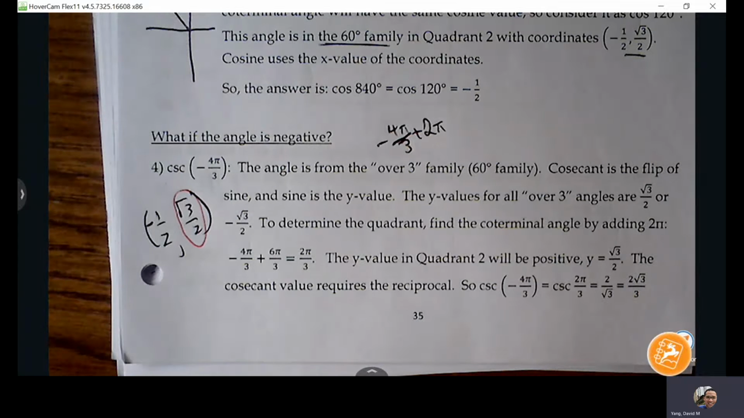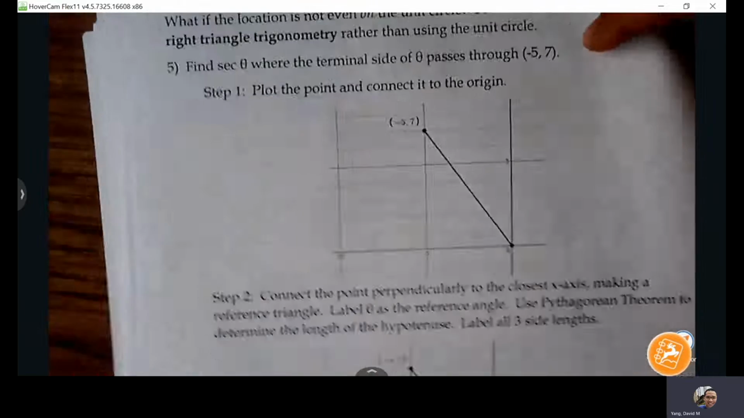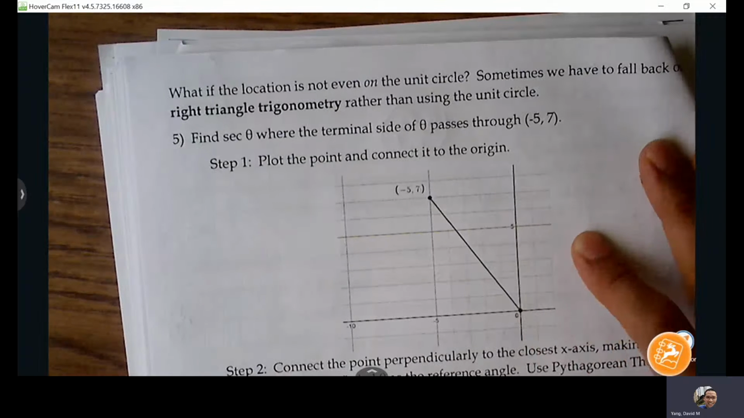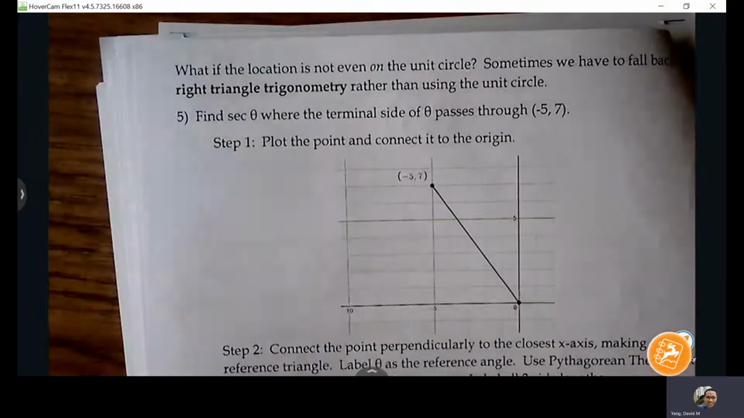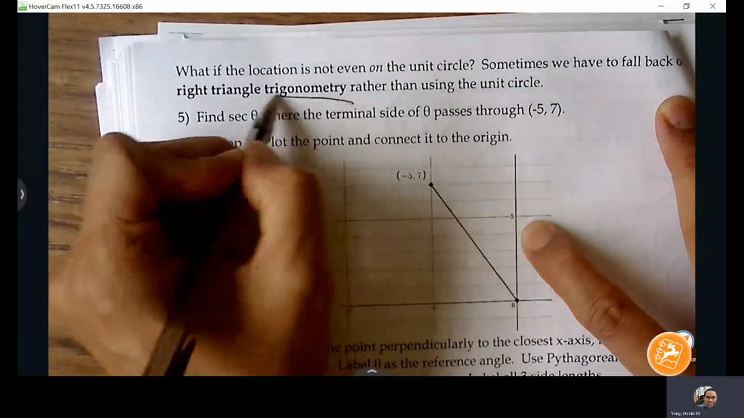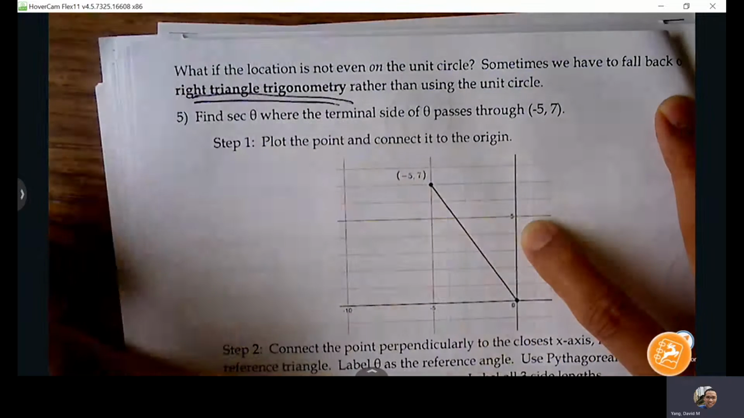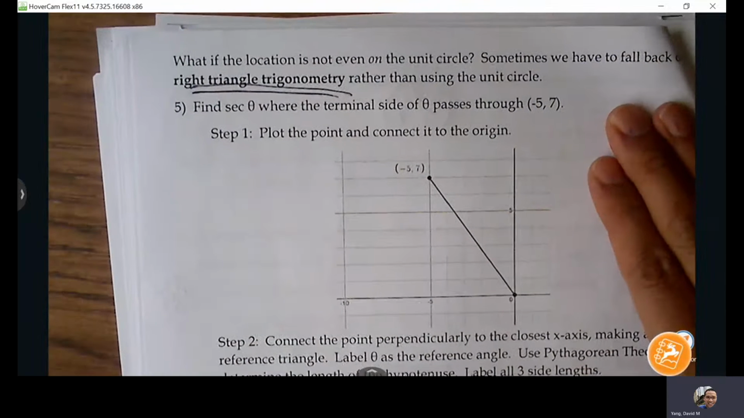Right, so far so good, right? You guys, if you're able to do page 34, you're able to do all of this. Now what's new is, what if the location is not on the unit circle? Meaning, what if we're dealing with an angle that is not a special angle, or not a variation of a special angle? Then we can simply rely on right triangle trig and the Pythagorean theorem to help us arrive at our value or at our ratio.